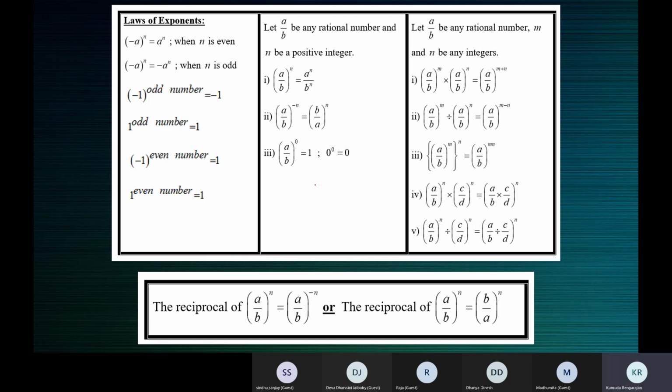So in 5, like in 4, the bases are different, A by B, C by D. It's division. The powers are the same. So you can write this as A by B divided by C by D in one bracket. They are in 2 different brackets, no? Write it in one bracket, A by B divided by C by D, and raise it to that same power n.